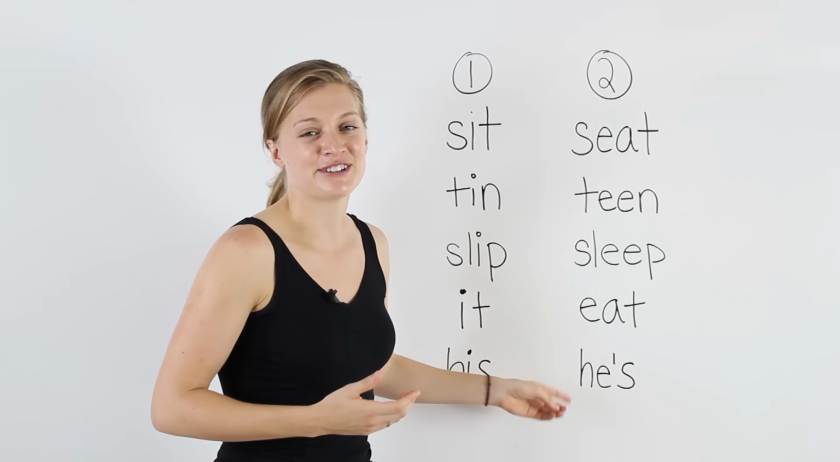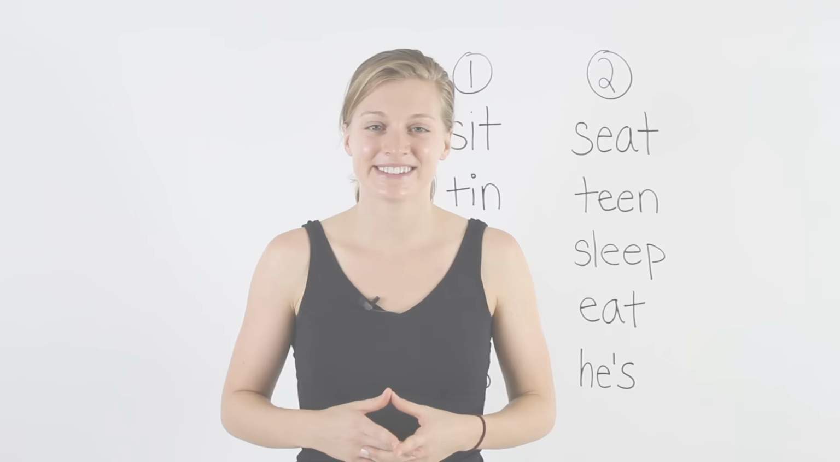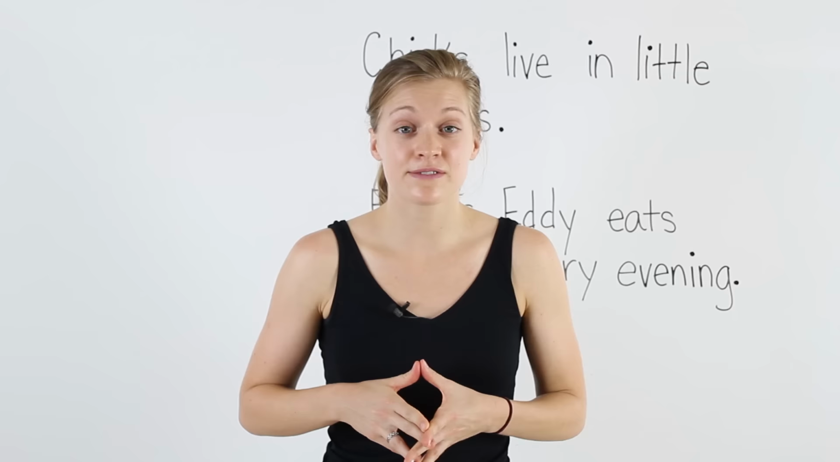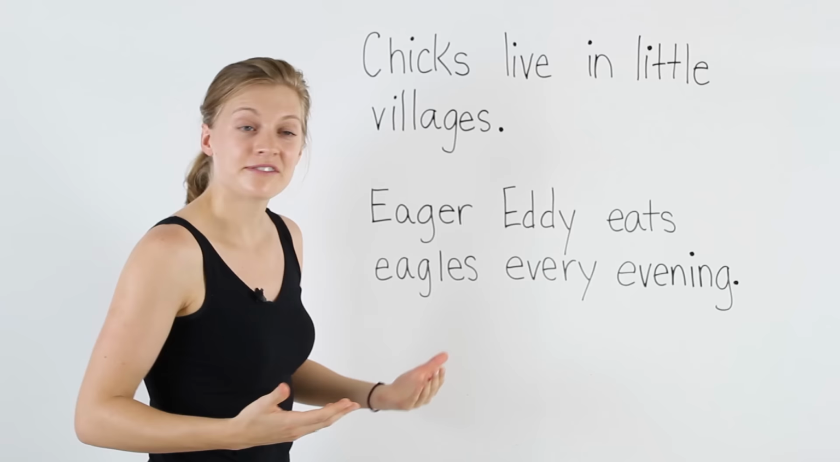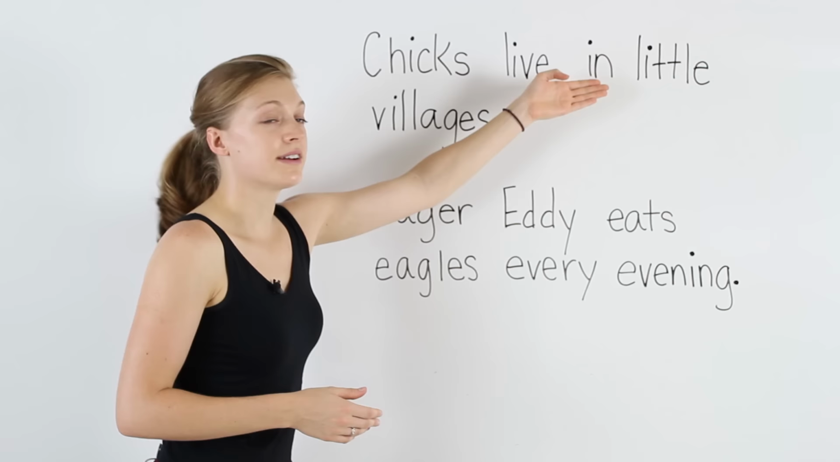Now that you've had some time to practice, let's look at some example sentences. Let's look at our first example sentence. Now this sentence focuses on the sound eh. Let's look at the first sentence. Chicks live in little villages. Let's say it together. Chicks live in little villages.